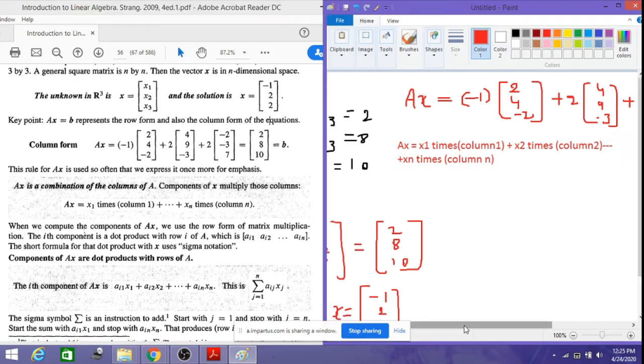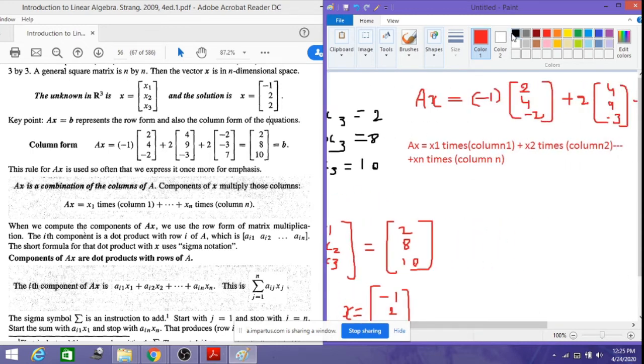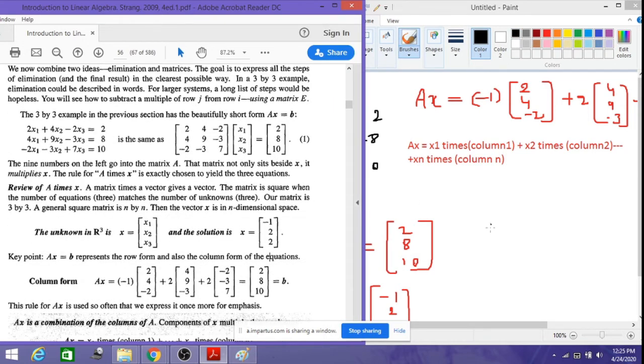Now if we look into this, how do we say this? If we take one particular row, it means 2 into x1 plus 4 into x2 minus 2 into x3, correct? We used to write it in equation form. We get this equation, so it means it is a sum.